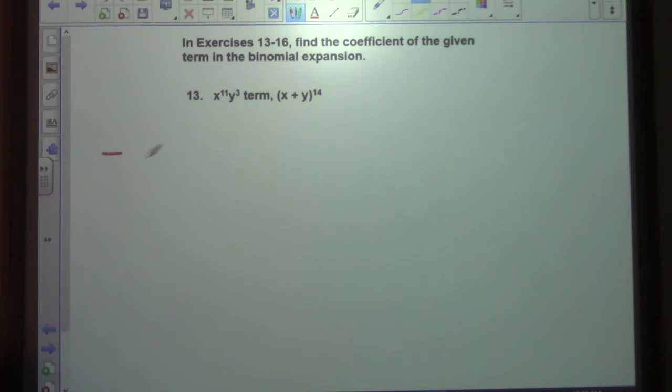it's going to be something times x to the 14th, then we're going to have y to the 0 power, plus something x to the 13th y to the 1st, plus something x to the 12th y to the 2nd, plus something x to the 11th y to the 3rd. And so this is the one we're looking for.